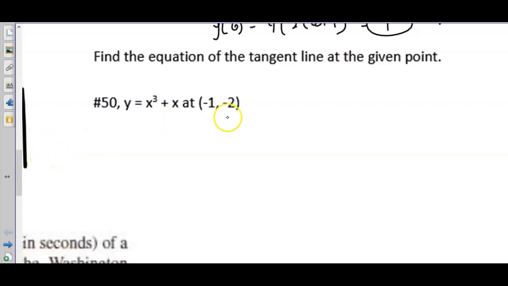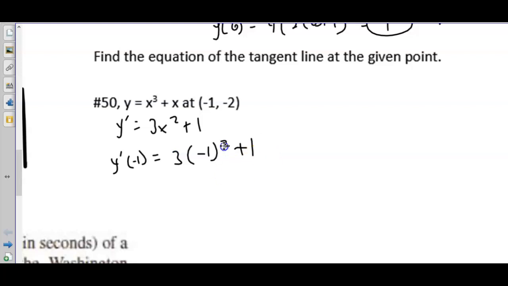Now this one says find the equation of the tangent line. This one we have to find the actual equation. So we do the same thing: we take the derivative, 3x squared plus 1. Then we need to find the slope, so we plug in the x value. 3 times negative 1 squared plus 1 gives us positive 1. 1 times 3 is 3. 3 plus 1 is 4. So this is the slope, m.